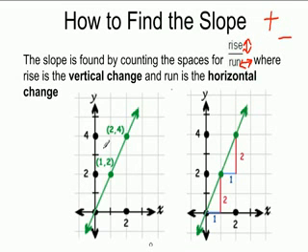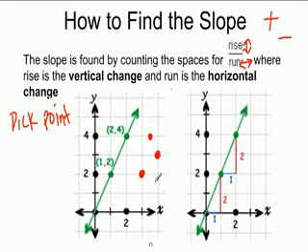So if we're looking at this graph right here, you need to first of all pick a point that is exact. If it's exact, that means it actually goes through an intersecting line. That is an exact point. This is not an exact point, because it's not crossing where the lines intersect. So we want to pick points that are exact. So we can go ahead and pick our exact points. This is an exact point, this is an exact point, and this is an exact point.